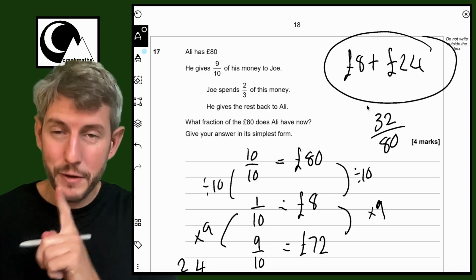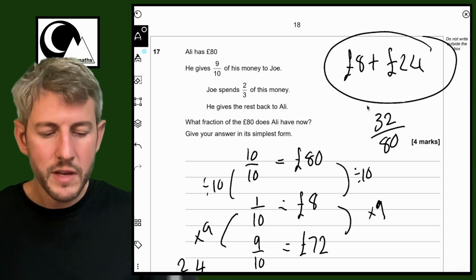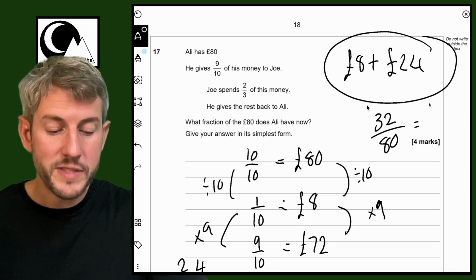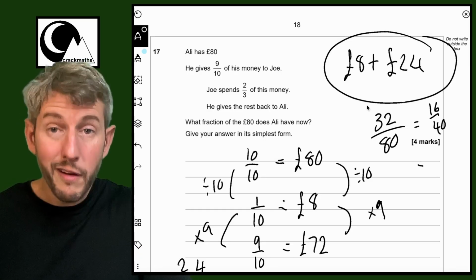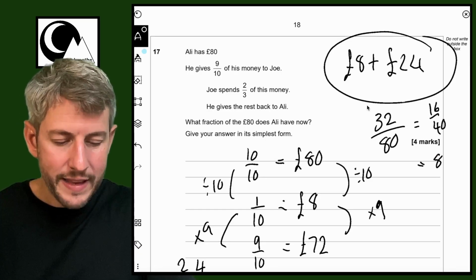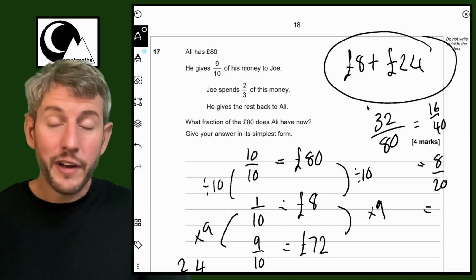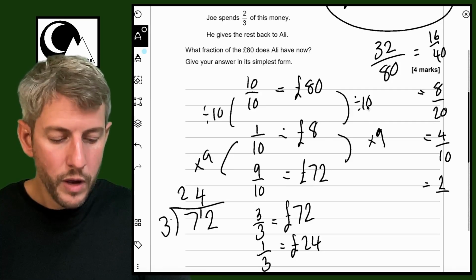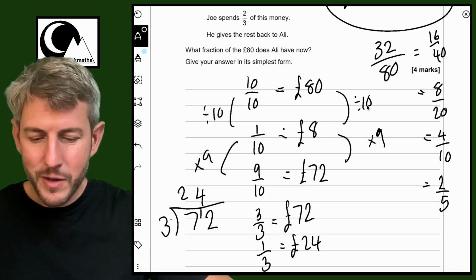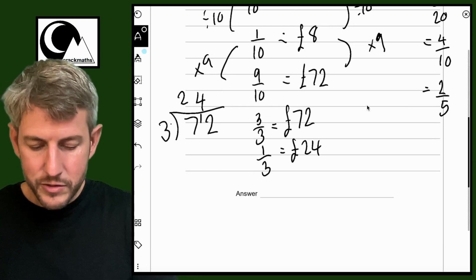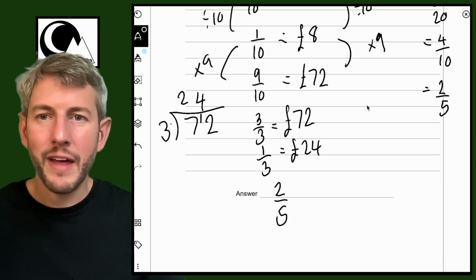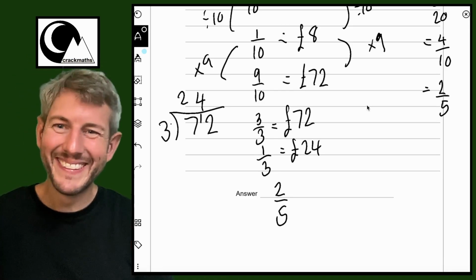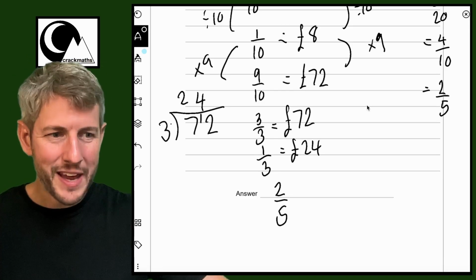Now, we can simplify this because they're both even numbers. So we can halve them both, which will be 16 over 40. We can halve them again, which will be 8 over 20. We can halve them again, which will be 4 over 10. And we can halve them for a last time, which will be 2 over 5. Okay, so Ali is going to have 2/5 of his money left after this whole adventure. Okay, right. Let's look at the next question.